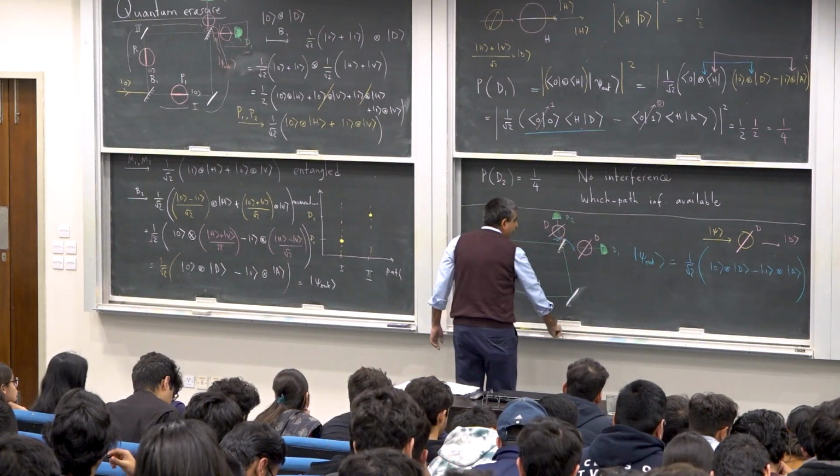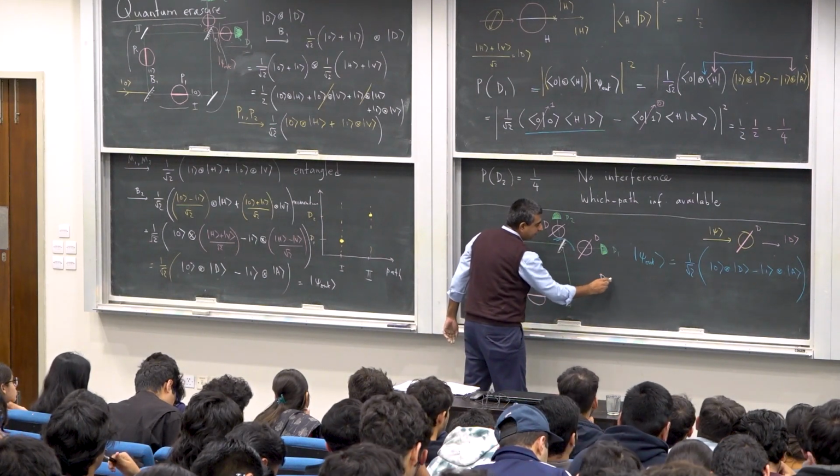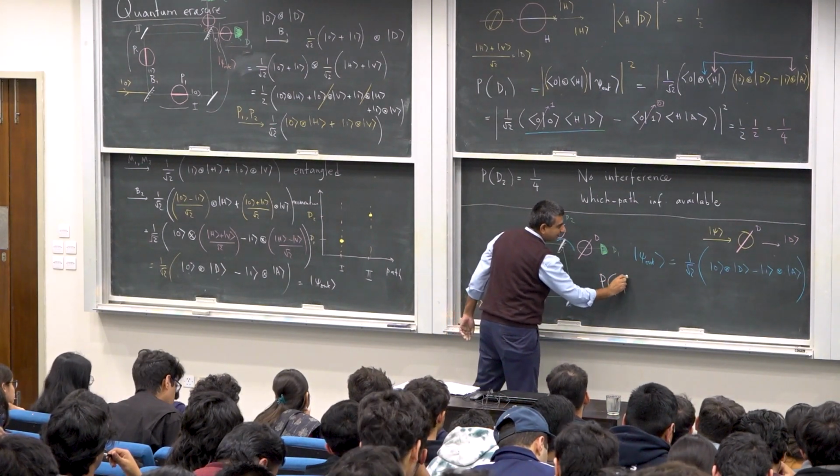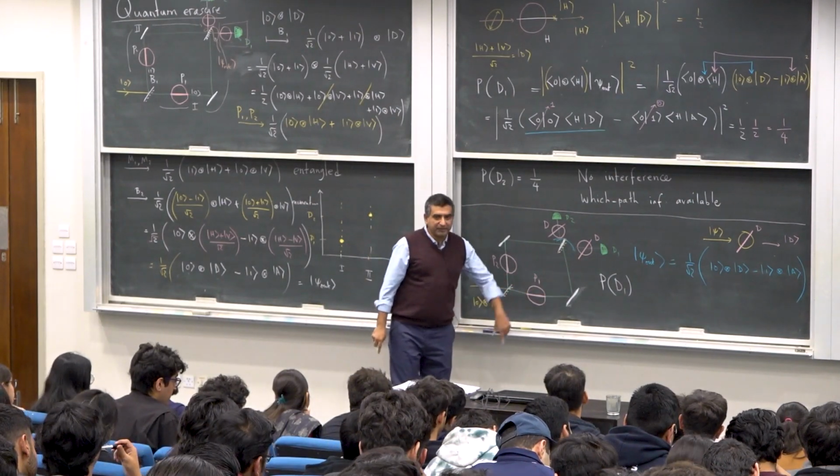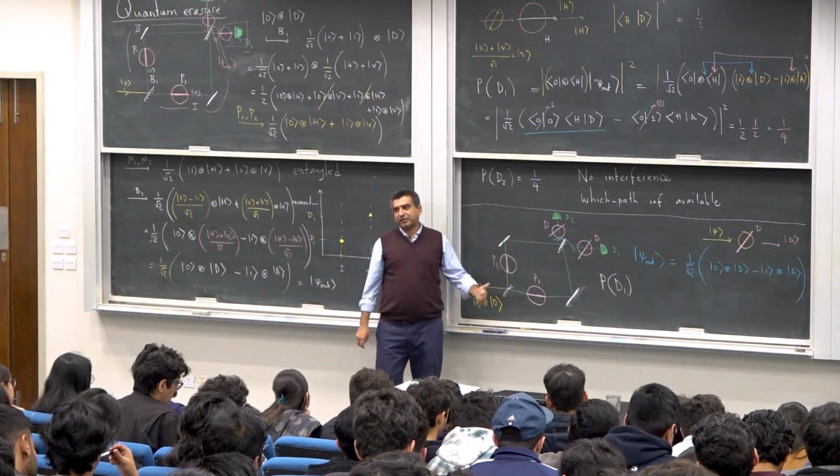Now, in your good imagination and in good faith and with some good manners, can you please identify what the probability would be for detector D1 clicking?